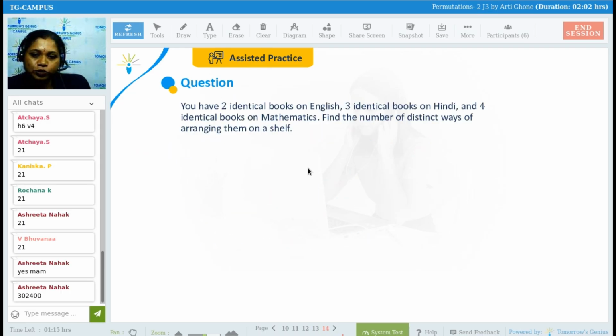You have two identical books on English. Okay, fine. Three identical books on Hindi. Okay. Four identical books on mathematics. Okay. Find the number of distinct ways of arranging them on a shelf. Okay. You will do it. Total number of books is English plus Hindi plus maths. And out of which P unit is directly given, Q unit is directly given, R unit is also given. Very simple question. Do it and tell me the answer.